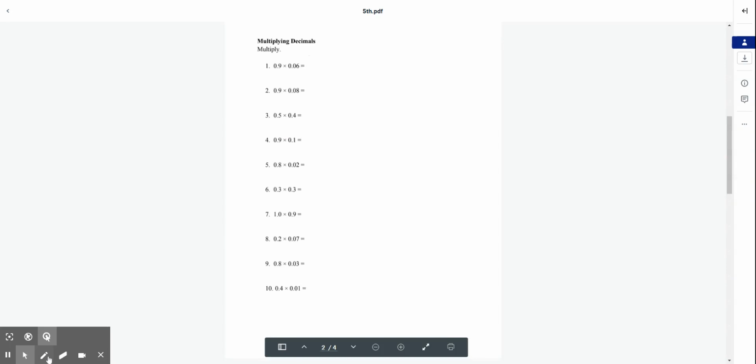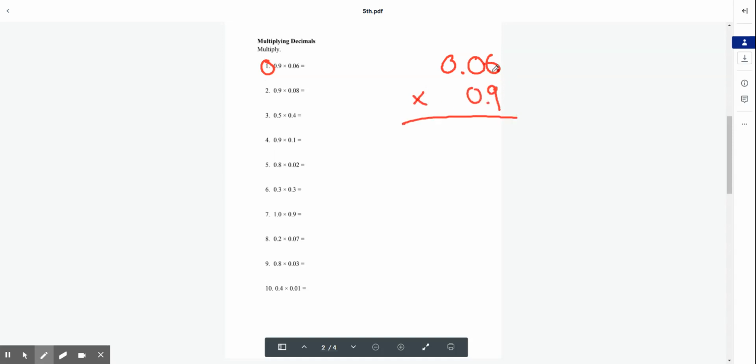Multiplying decimals. Let's look at number 1. 0.06 times 0.9. 6 times 9 is 54. And 0 times 0 is 0. 0 times 0 is 0. So if you look at the multiples, we have 3 numbers to the right of the decimal point, which means that we should have 3 numbers to the right of the decimal point for our answer too. So we're going to add a decimal point between the zeros, and that is our answer for number 1, 0.054.